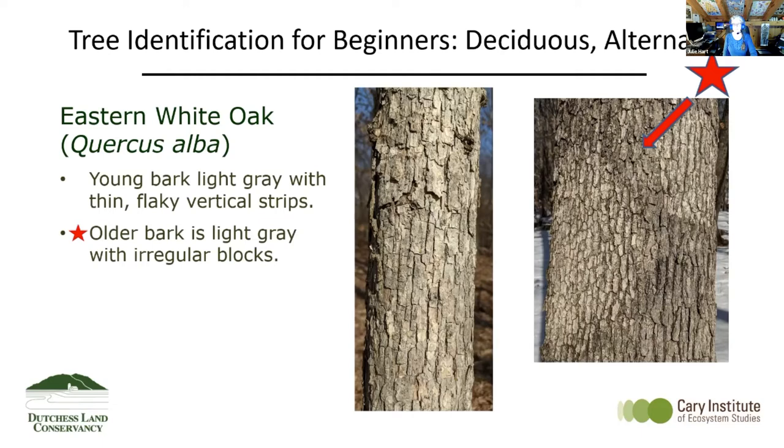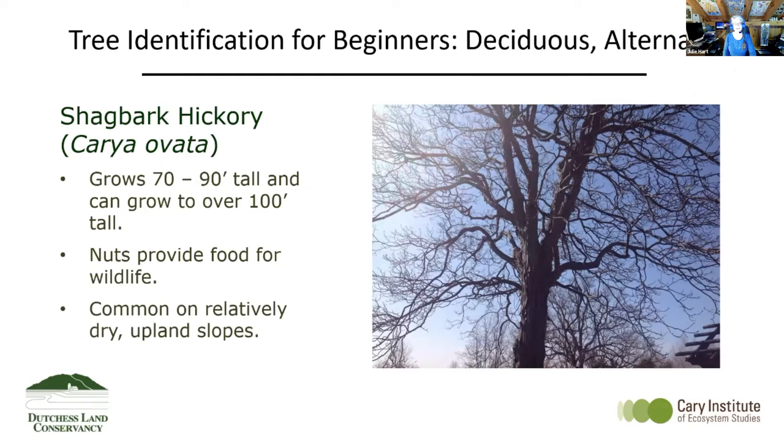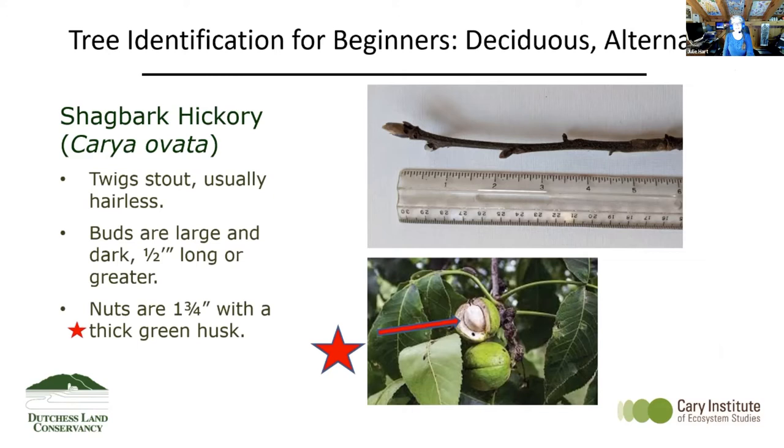Shagbark hickory is another wonderfully majestic tree that we have around here. And as the name suggests, this one's all about the bark. The twigs are pretty distinctive too. The end buds that you'll see are really big. Hickory buds are big, and that's because hickory leaves are compound leaves. So there's a lot of leaflets all crammed together in that bud that are going to explode into a large amount of greenery come spring.